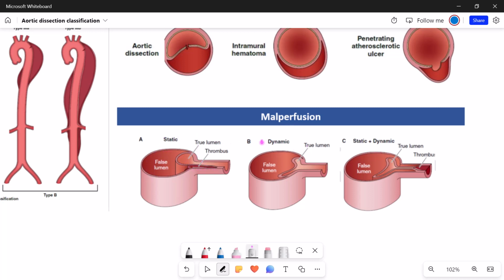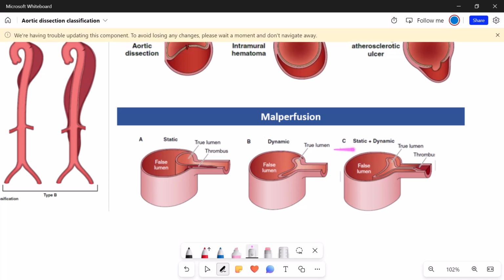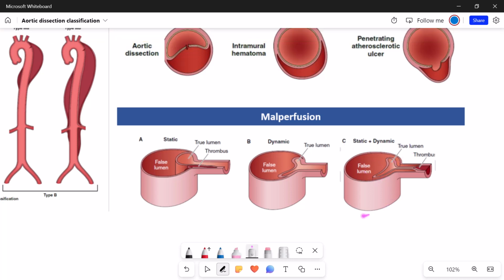Now the dynamic type is the false lumen and the true lumen, and with pulsation, this keeps moving. So you get a little bit of growth of the true lumen and the collapse. That is why sometimes you see collateral collapsing, no blood flow, and sometimes you see a little bit of blood flow. This is called the dynamic type. Sometimes you have both, the static and the dynamic, and this is the drawing of it.